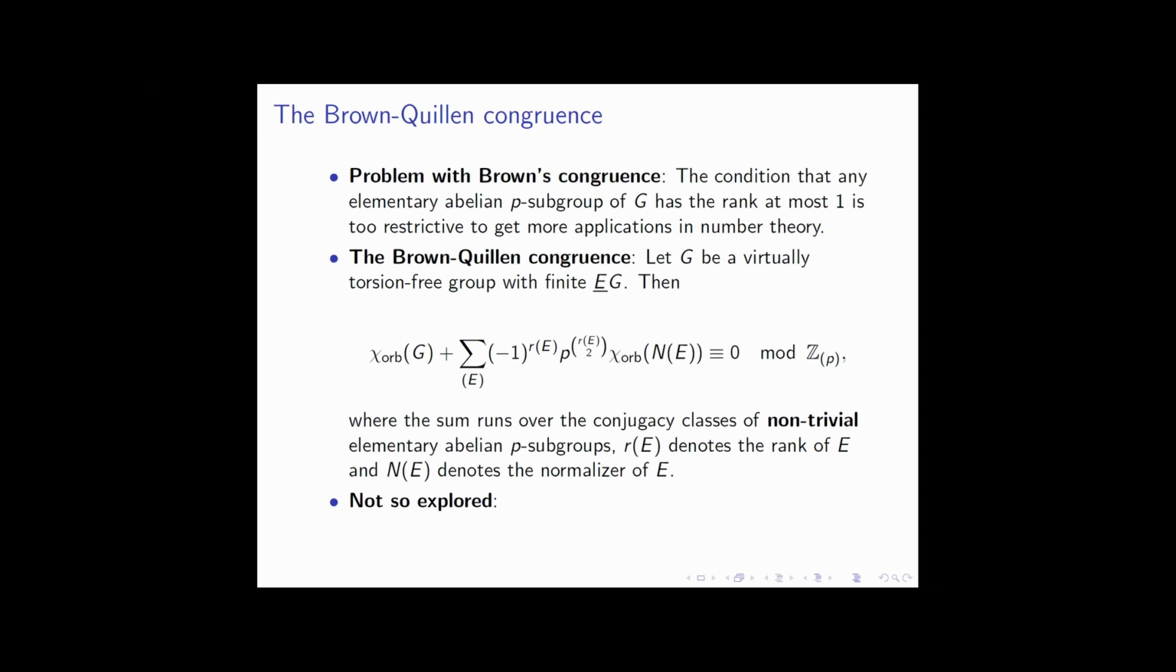This theorem is not so explored. I have to say, I told you some applications in number theory of Brown's congruence, but I haven't seen any single application of this theorem in number theory so far. And I was surprised why. Well, my guess is that it's difficult to classify these conjugacy classes of elementary abelian subgroups and their centralizers or normalizers. It's not an easy game to play. If you have some serious group like an arithmetic group, doing this is a very difficult task. With the order p elements, it still kind of works. With the elementary abelians, it gets tricky. That's why it was not so explored.